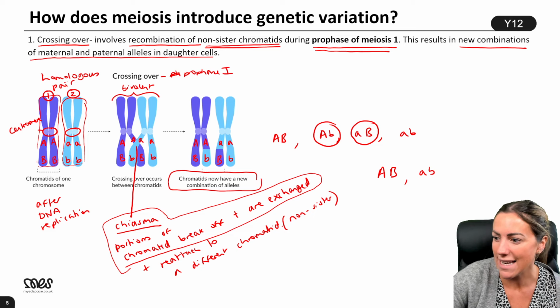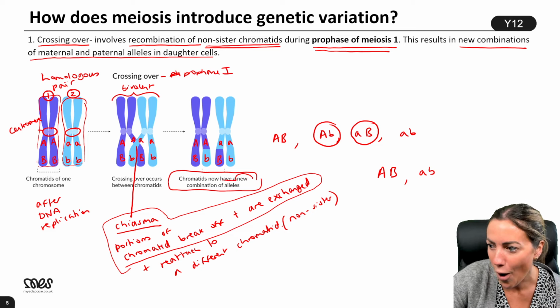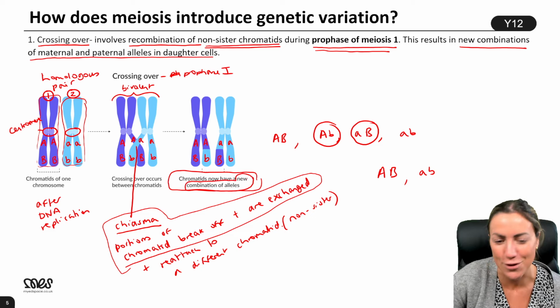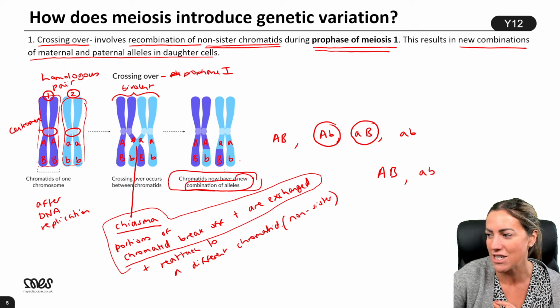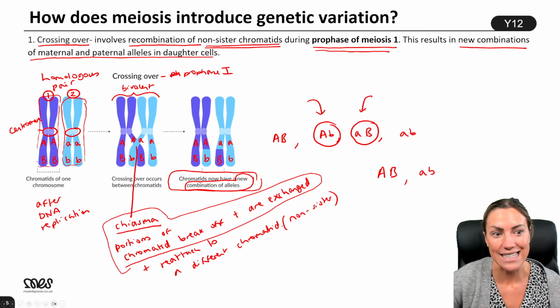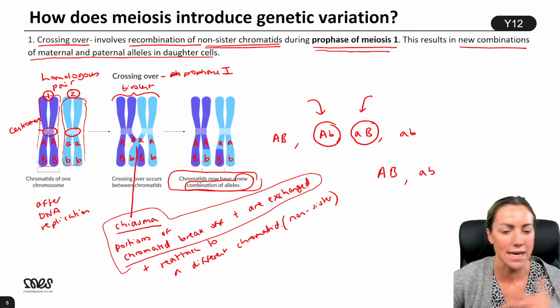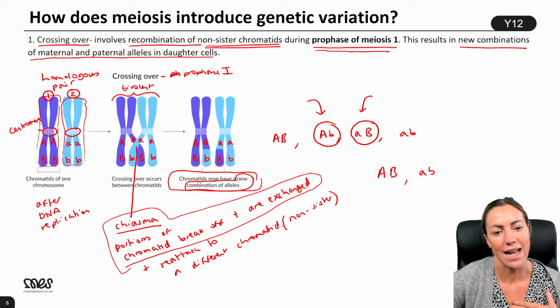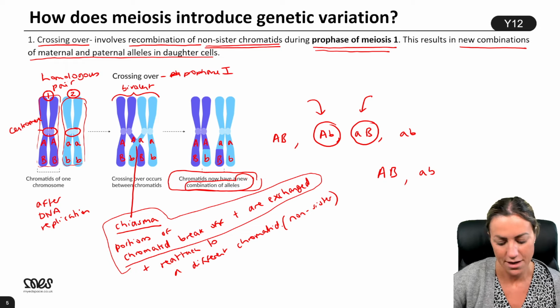And the end result is new combinations of alleles. So important that we say new combinations of alleles. And we've shown that here by adding an example. You can see the new combinations of alleles. You've now got a dominant A with a recessive B and a recessive A with a dominant B. You did not have those combinations of alleles before. So this gives rise to genetic variation.